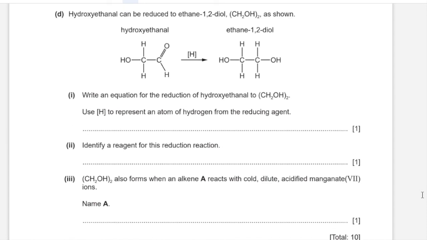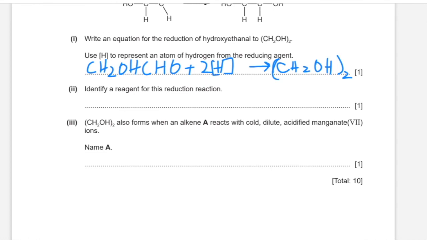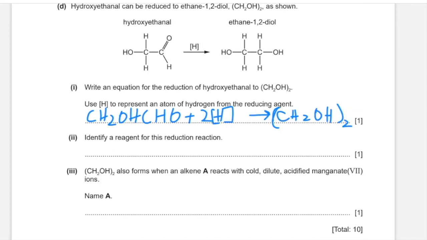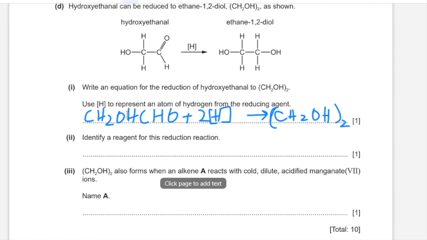Hydroxyethanal can be reduced to ethane-1,2-diol as shown. Write an equation for the reaction of hydroxyethanal to ethane-1,2-diol. Use [H] to represent an atom of hydrogen from the reducing agent. To go from hydroxyethanal to ethane-1,2-diol, you need 2 hydrogen atoms, as one would be added to form an alcohol group and another to form the carbon-hydrogen bond. To identify a reagent for this reduction reaction, a reducing agent for the process can be sodium borohydride.